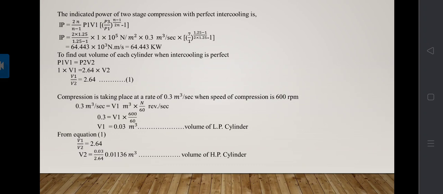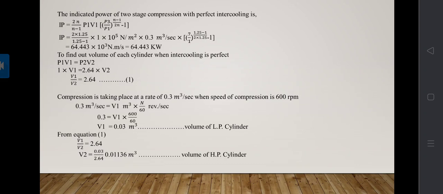Okay, for that purpose we use the P1 V1 is equal to P2 V2 relation. Here P1 is 1 bar, we have to calculate V1, and the value of V1 is not given, and P2 is 2.64 into V2. So we use the ratio, we calculate the value of the ratio V1 upon V2 is equal to 2.64, and for this relation we use equation 1.